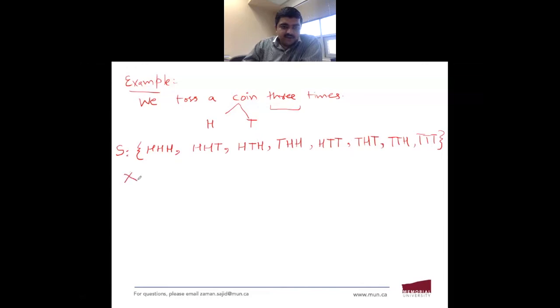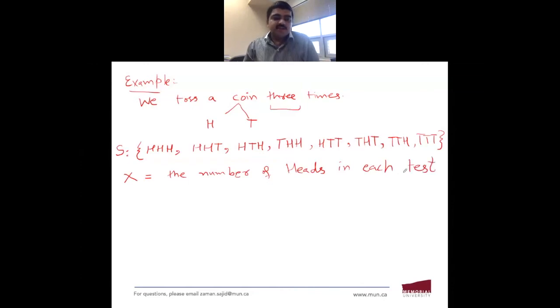Now let's say we define the random variable as the number of heads in each test. Okay. So what is my random variable here? It is the number of heads in each test. What could be the X values? It could be 0, 1, 2, or 3: I can get 0 heads, 1 head, 2 heads, 3 heads. So 0, 1, 2, and 3 are the numbers of heads in each test, which is my random variable.